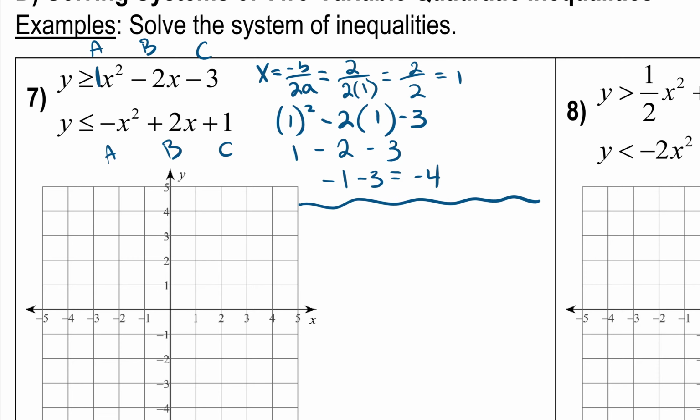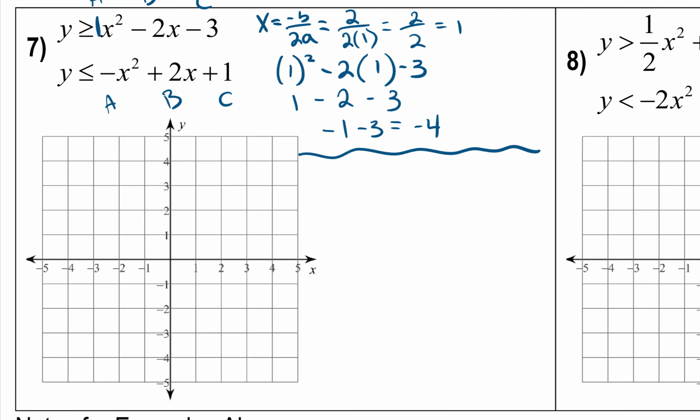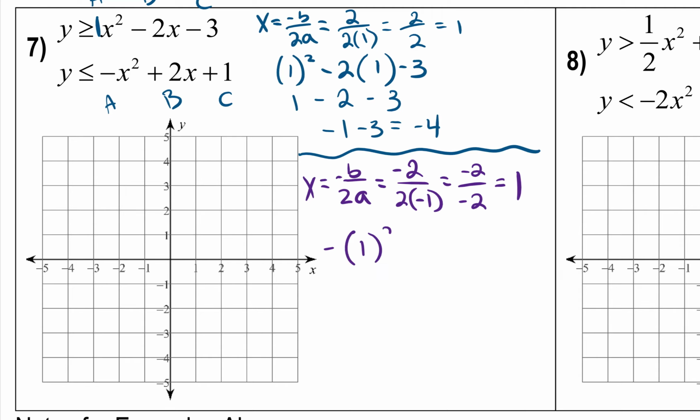I'm going to go ahead and keep going. I'm on a roll. So now I do the second one. I do the same thing. x equals negative b over 2a. So x equals negative 2 over 2 times negative 1. That gives me negative 2 over negative 2, or positive 1. So I got a 1 again. Very simple. I plug it in. Negative 1 squared, plus 2 times 1, plus 1. That's negative 1 plus 2 plus 1. 1 plus 1 is 2.